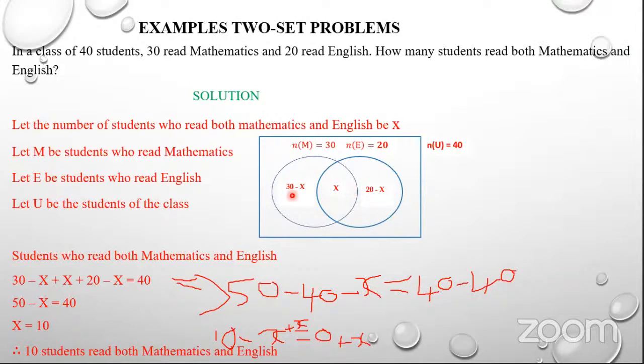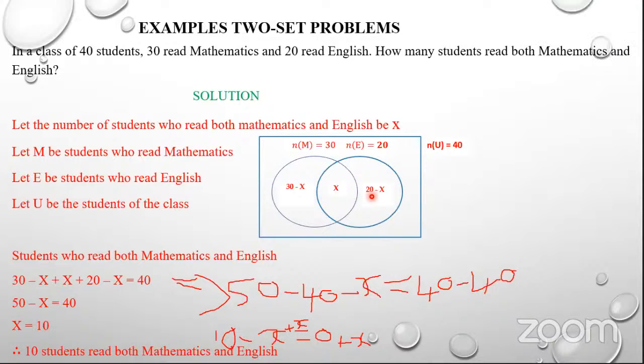Then when it comes to this region, in the final analysis, this region is supposed to represent those who are reading only mathematics. But you know, the mathematics is for the entire circle here. So for us to get only mathematics, we must take out those who are doing both. Take out X from this, and the same applies here, so that we get only English. So for example, the question could have gone further to ask you for those who read only mathematics and those who read only English.